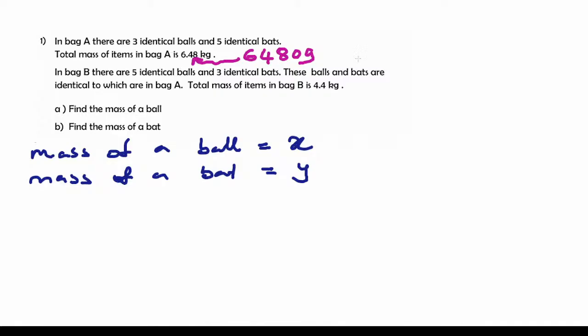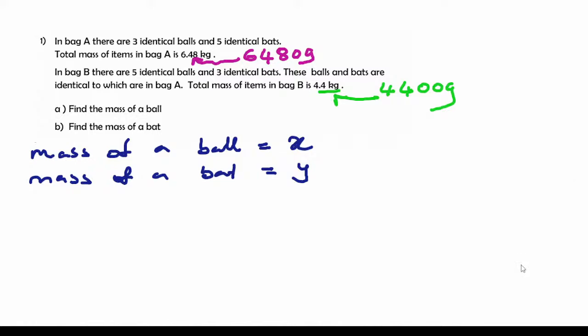Right, what about bag B? Bag B too has balls and bats, and the total mass of the items in bag B is 4.4 kilograms, which means 4,400 grams. Right. So mass of a ball is not given to me. So let's consider the mass of a ball as x grams and mass of a bat as y grams.